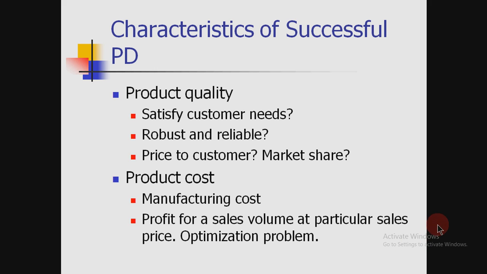It should be robust and reliable. Robust means that it should be durable, and reliable means that it has that life. On every product you will find a date of manufacture and an end date. If the product runs successfully throughout that period, we say that this product is reliable. Then price to the customer is one of the key factors of successful product development. If we have manufactured a product with a very high cost, then who is going to buy that product?